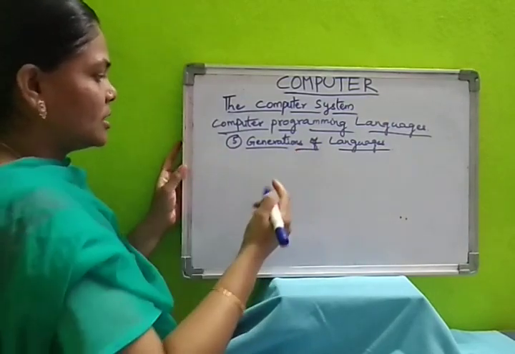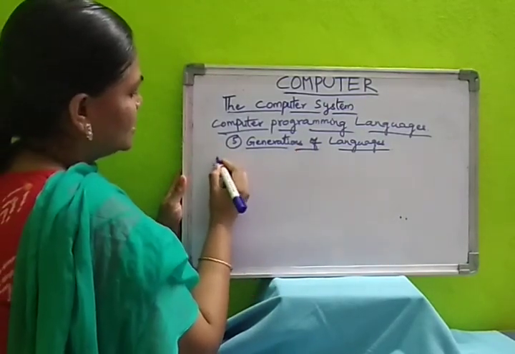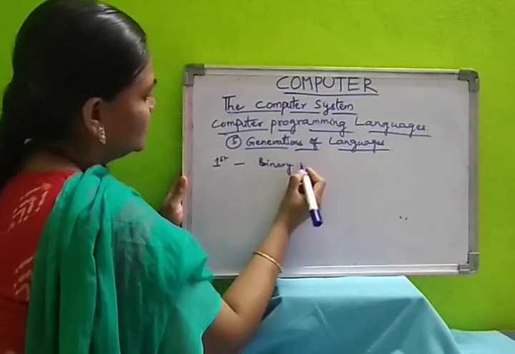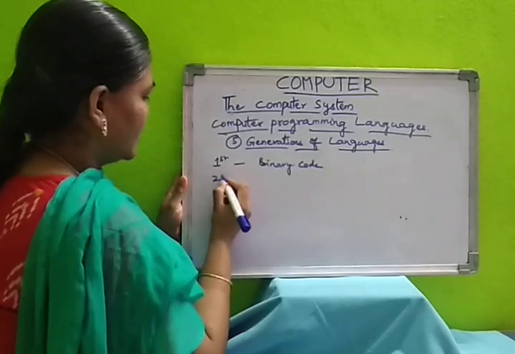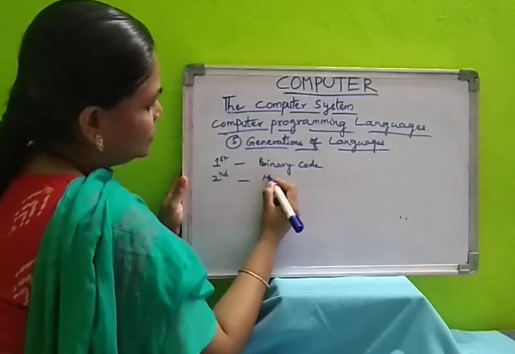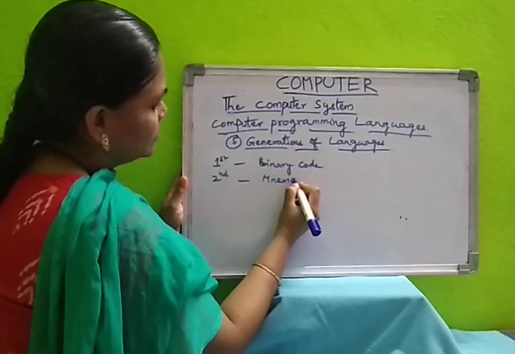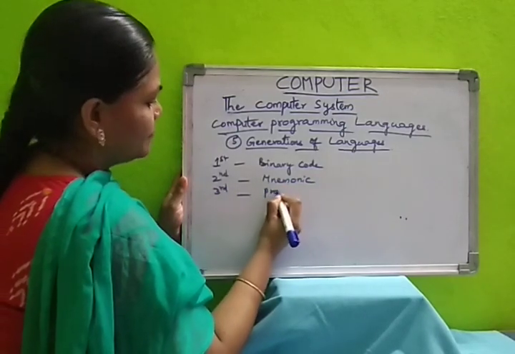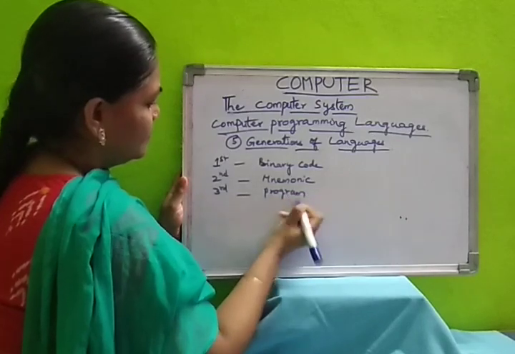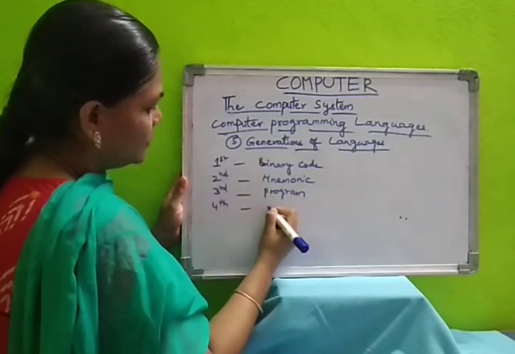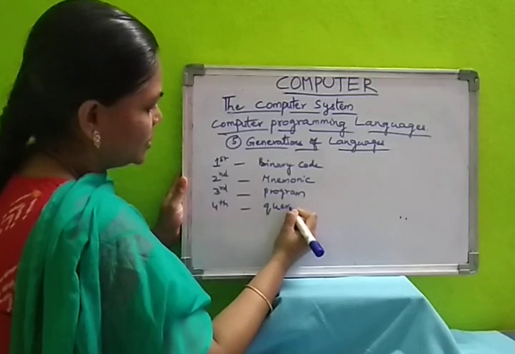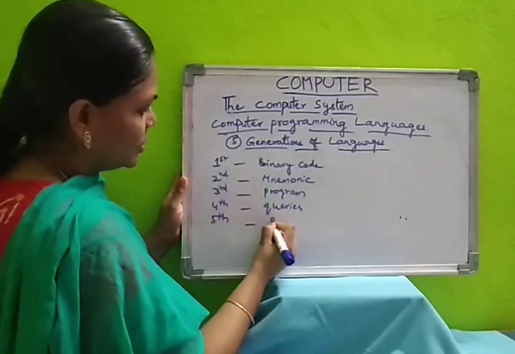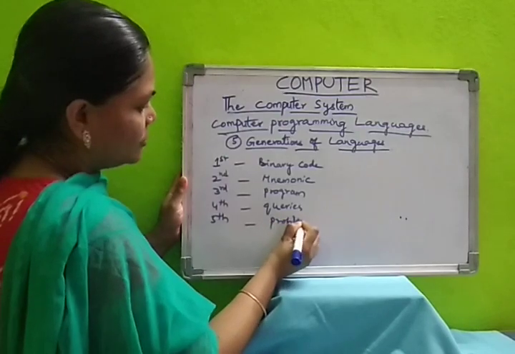How many generations of languages are there? In the first generation language, what is it? Binary code. Binary codes are used. In the second generation, mnemonic codes are used. Third generation, programs. Fourth generation, we give queries or questions. Fifth generation, we give just the problem, and they will give the output.